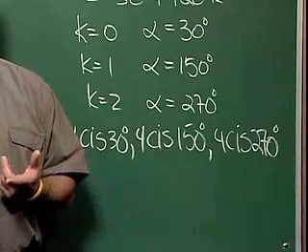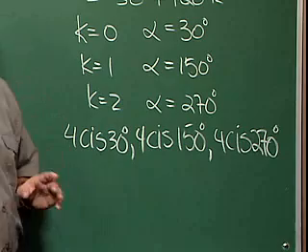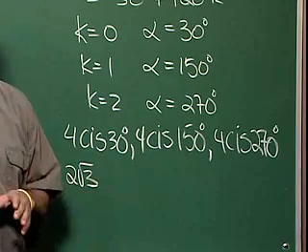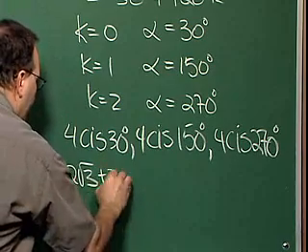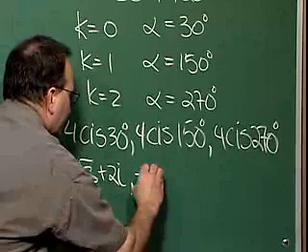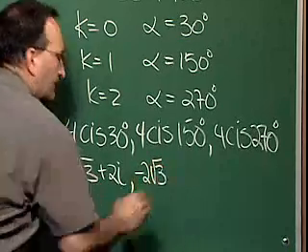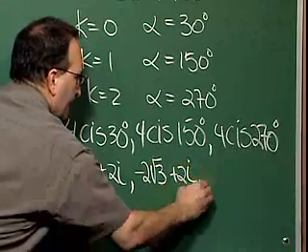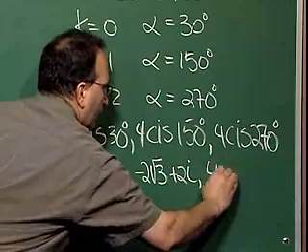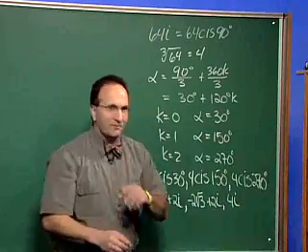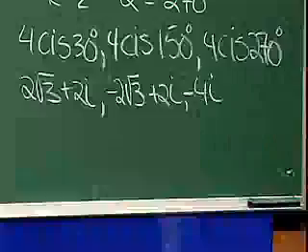If we put them into their rectangular equivalents, we get 2 square roots of 3 plus 2i, comma, negative 2 square roots of 3 plus 2i, and of course, I'm sorry, negative 4i. Negative 4i.